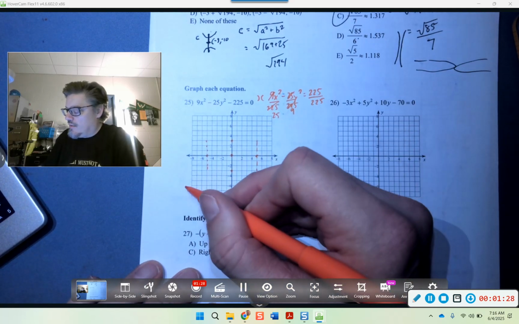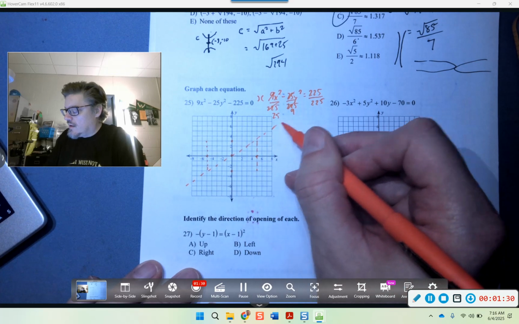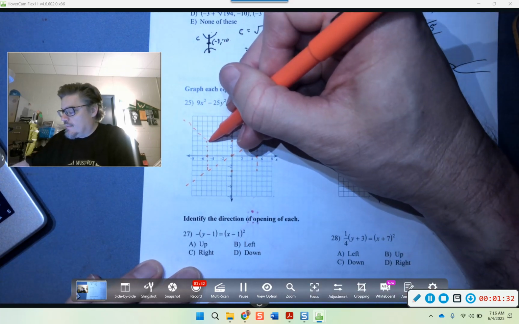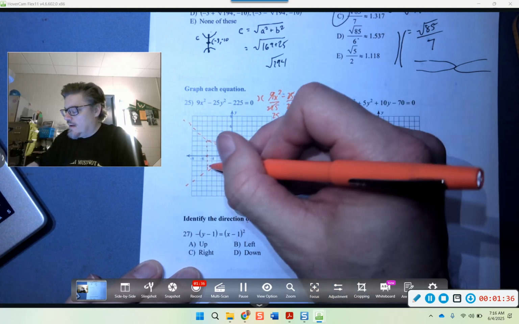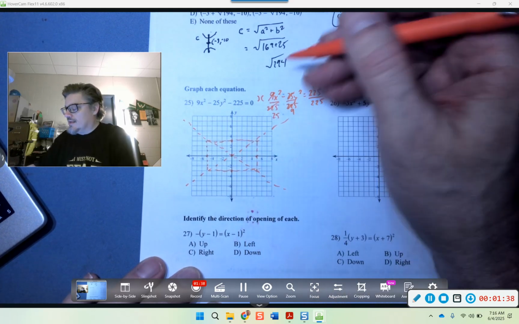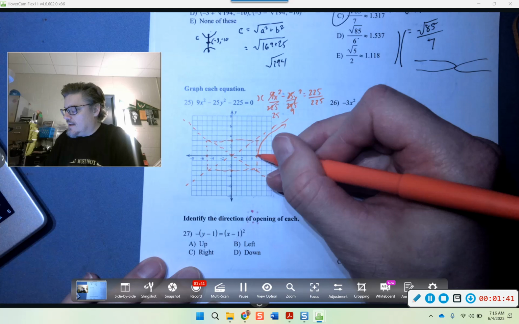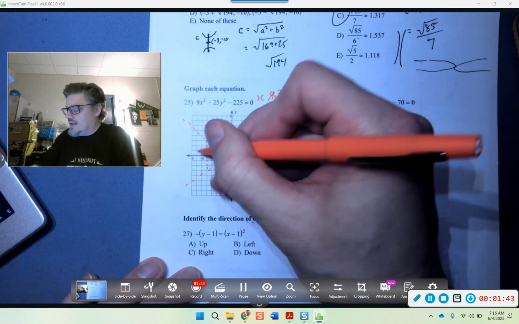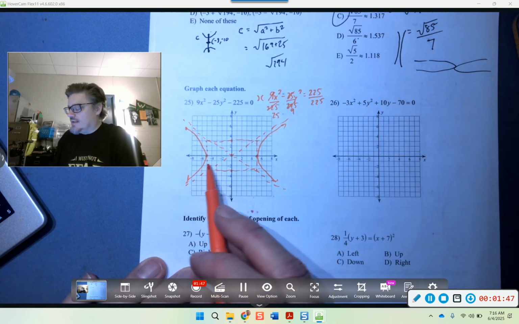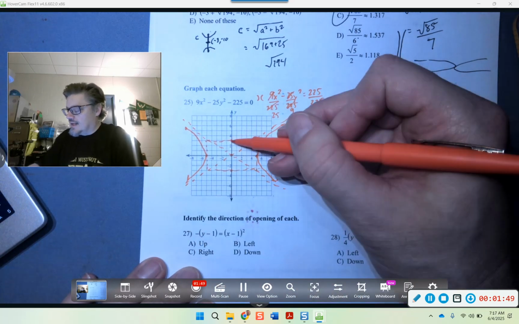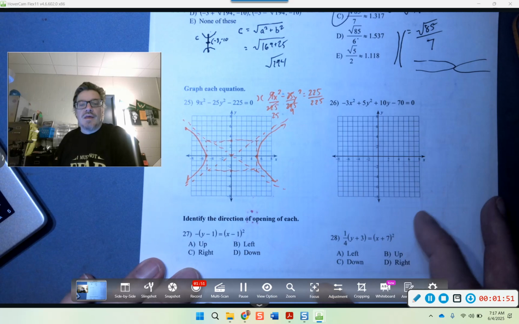All right, and we can do the asymptotes here. Okay, not bad, not bad. All right, we know that this guy goes side to side, so here we go. We're all set. Okay, this is the vertex. This is the vertex. This is the transverse axis. This is the conjugate axis. All right, and that's all.